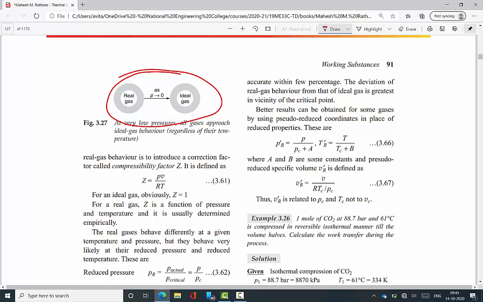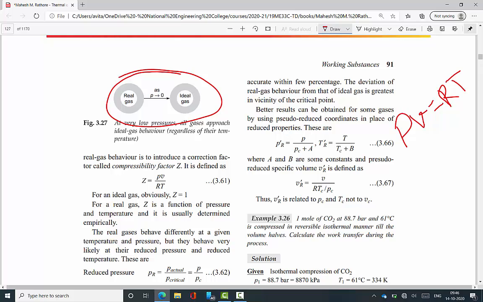equal to PV by RT. PV equal to small v, RT, is the equation of state for an ideal gas. But in a real situation, PV is not equal to RT.